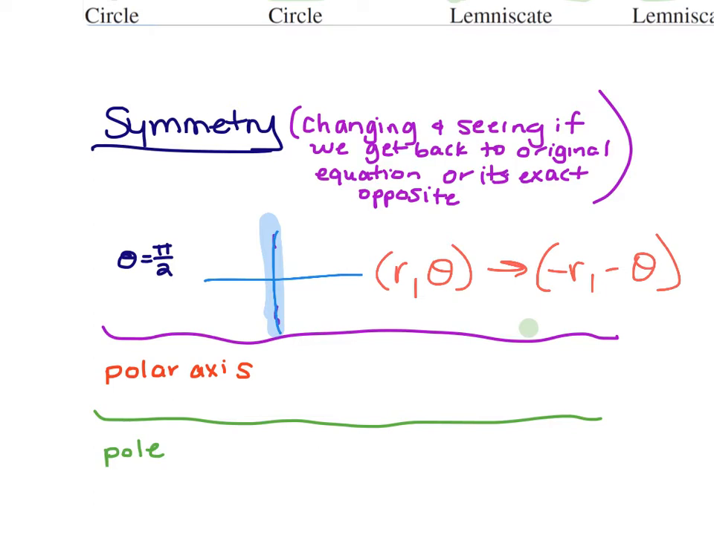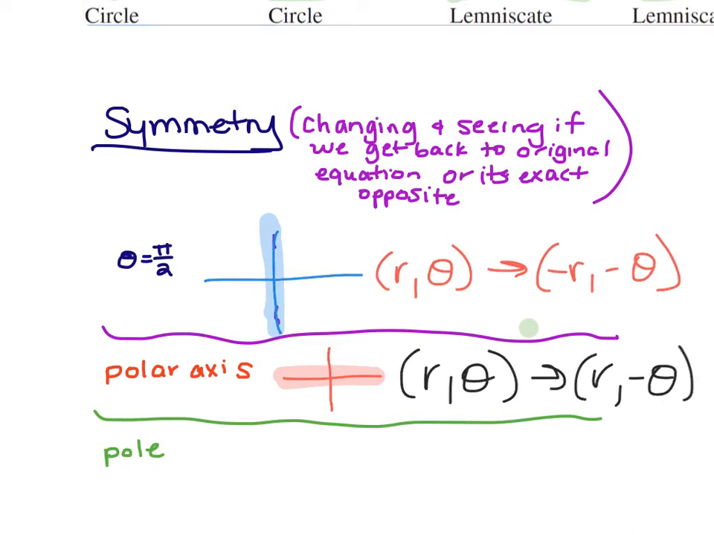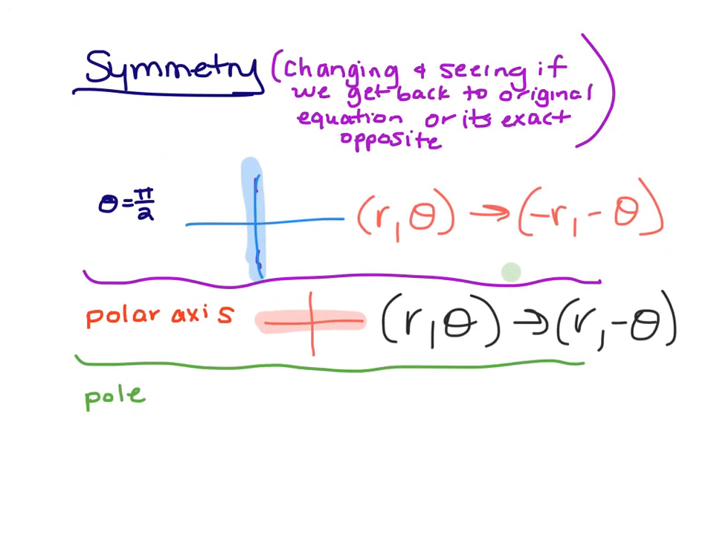The polar axis would be if it's symmetric to what used to be the x-axis or the horizontal axis. And for that one, we just change the theta. And then for the pole, plug in and see if they're the same, and see if it simplifies.